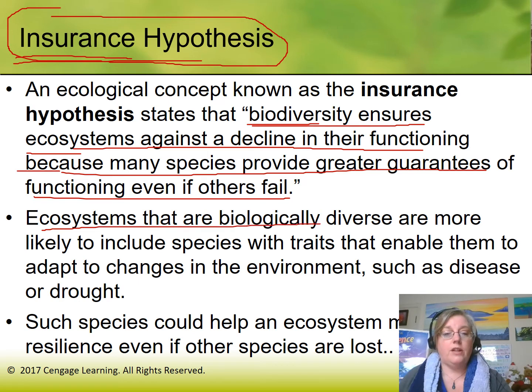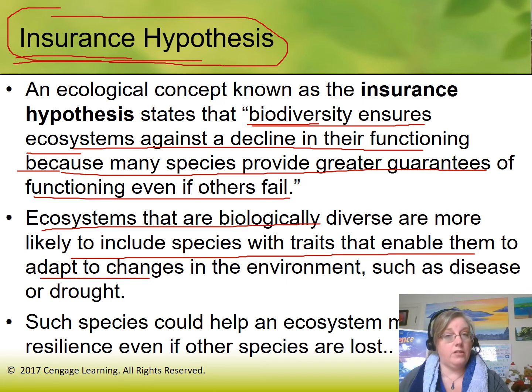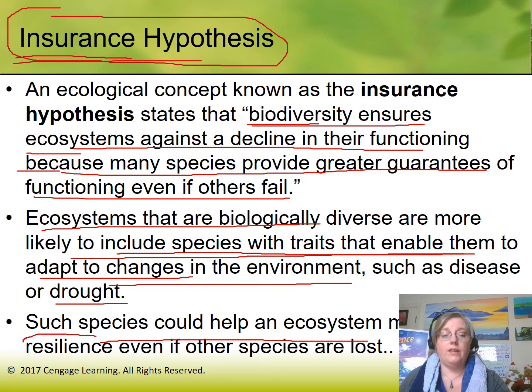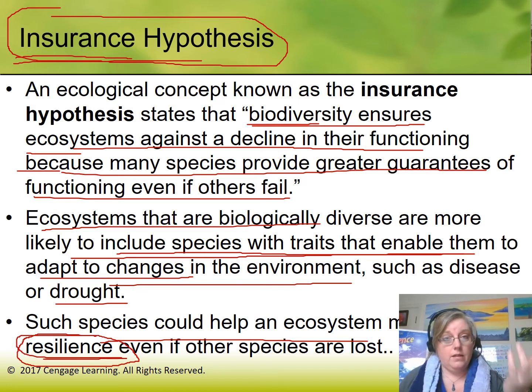Ecosystems that are biologically diverse are more likely to include species with traits that enable them to adapt to changes. Like I said, ecosystems don't stay the same. You've got to be able to roll with the punches. So the stronger ecosystems include species with traits that enable them to adapt to changes in the environment, like disease or drought. And such species will help an ecosystem develop more resilience, even if some of the species are lost. Now, you know what resilience means, right? Bouncing back. So if something bad happens, the more biodiversity you have, the easier it is to bounce back. This term resilience you're going to see several times. Resilient means the ability to bounce back after something bad happens.